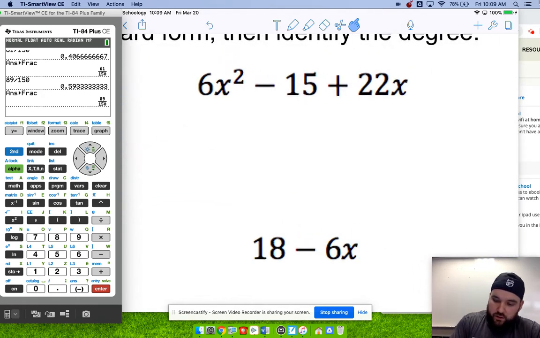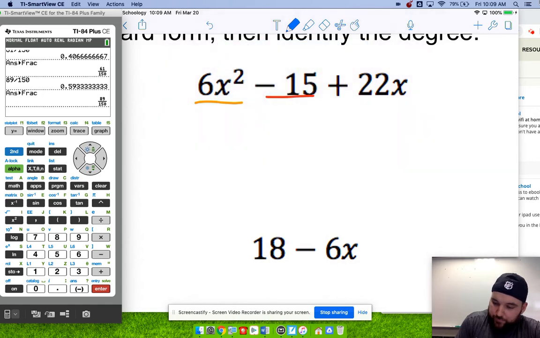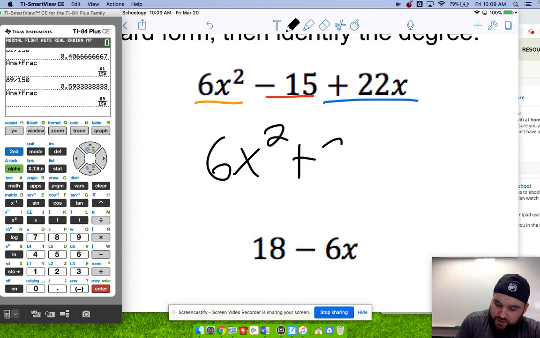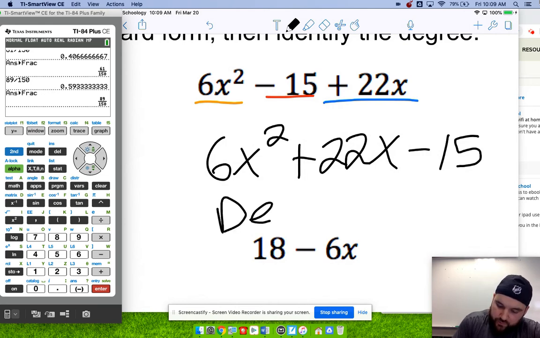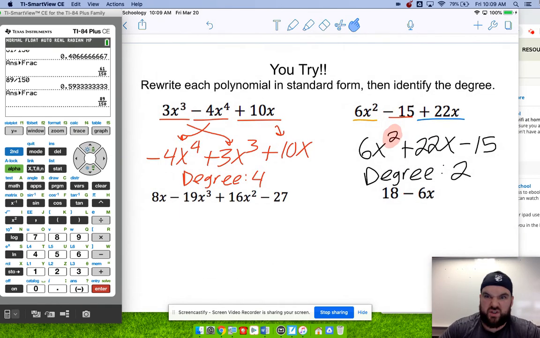If we take a look here, again, I have a trinomial, 1 term, 2 term, 3 term. What's nice is the biggest power is already at the front, right? My 6x squared is already at the front. But then plus 22x has got to be the next term. And don't forget the minus sign with the 15 when you move that to the end. This is, again, a trinomial, but it is degree 2 because that's the largest power or largest degree term that we have.